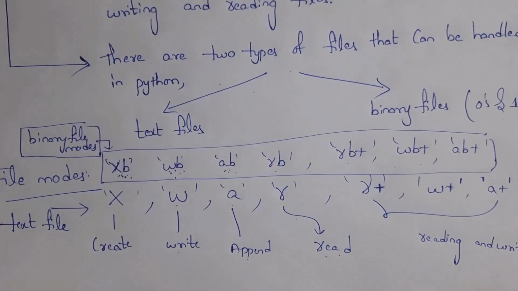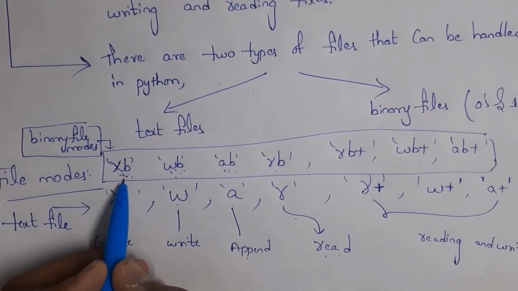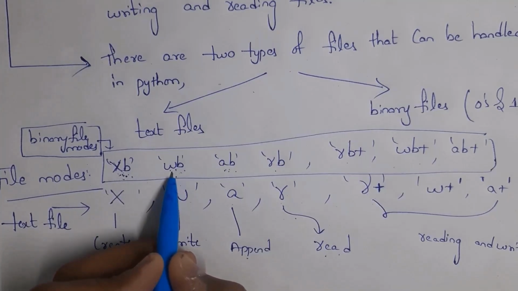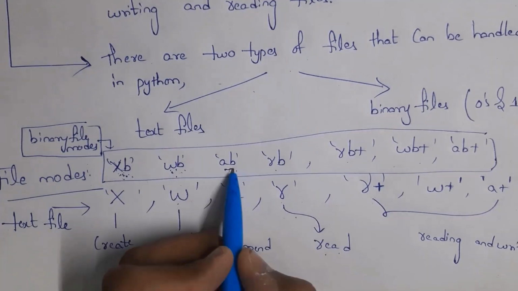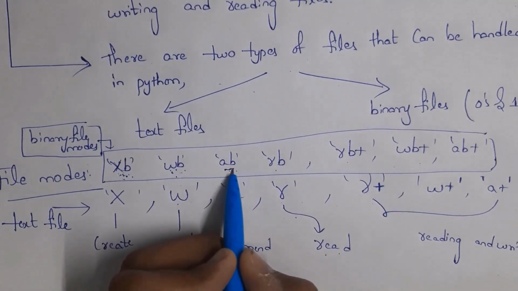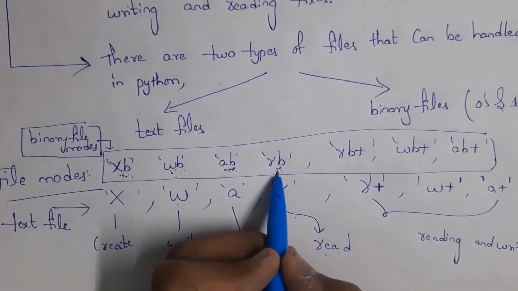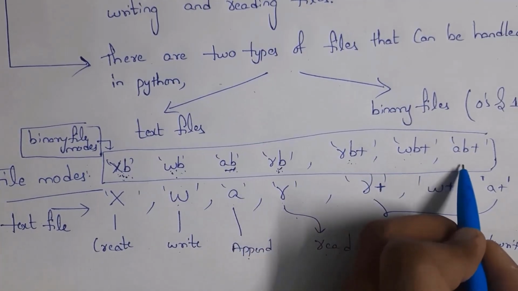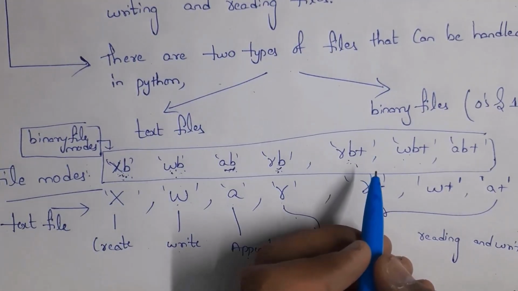And for binary files, we use the following modes, where XB stands for create binary. This mode is used to create a binary file. WB stands for write binary. If you want to add binary data into your file, you need to use write binary mode. AB stands for append binary. AB mode is used to append binary data into your file. And RB stands for read binary. We use this mode in order to read binary data. Read binary plus, write binary plus and append binary plus. We use these modes in order to read binary data and as well as to write binary data.